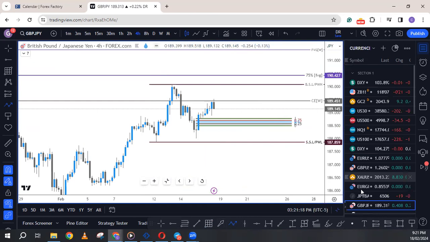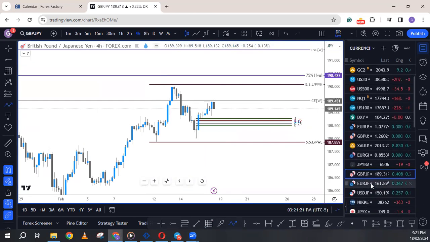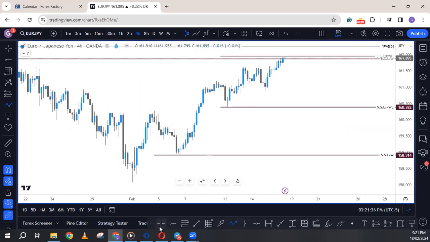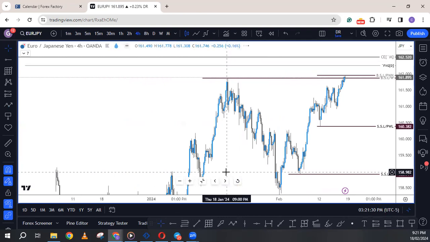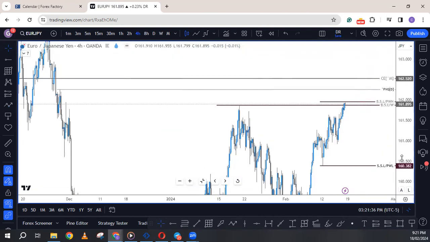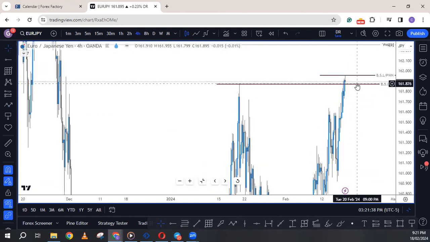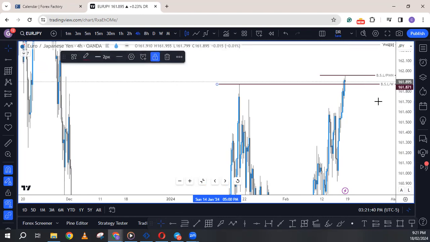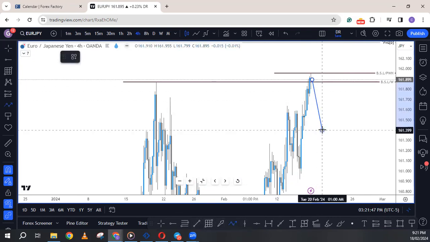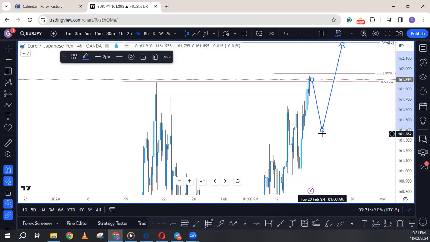Last but not the least, euro yen. Euro yen is still bullish. It's bullish, but not as hard as pound yen. Pound yen is taking out its highs, but euro yen just managed slightly to close above this level here, 161.87. So this technically now is bullish. You'll be waiting for any retracement for a long opportunity.